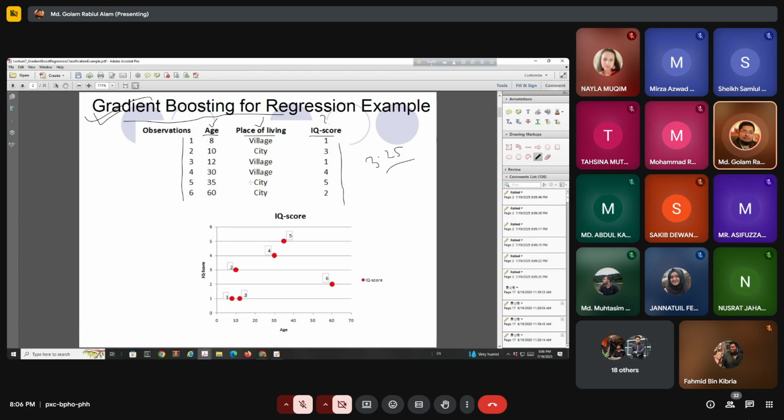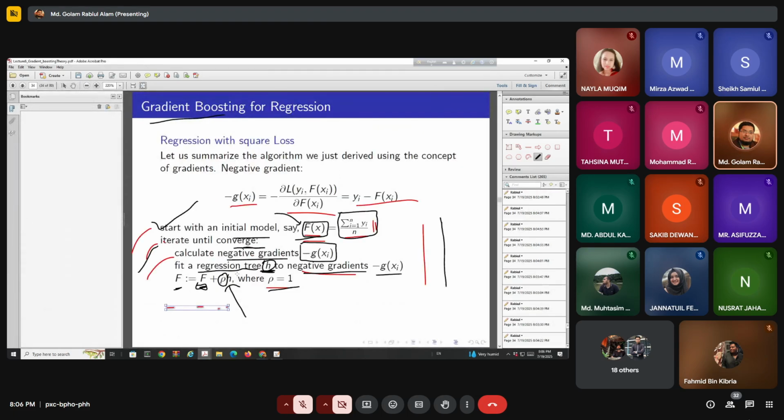So now, as in our algorithm of gradient boosting regression, we have seen that we start with an initial model. It means we have to build the initial model, and the most simplistic initial model is just taking the average of yi. So here also we will do the same.